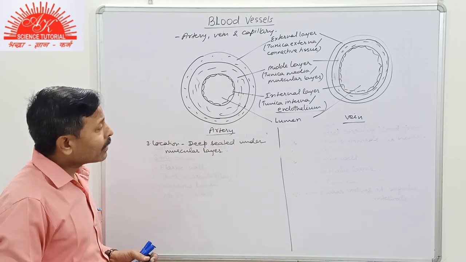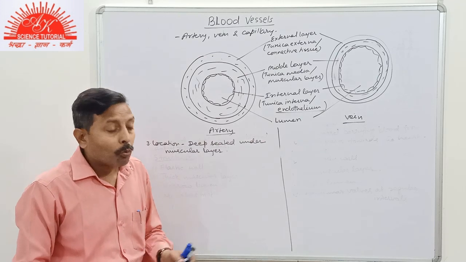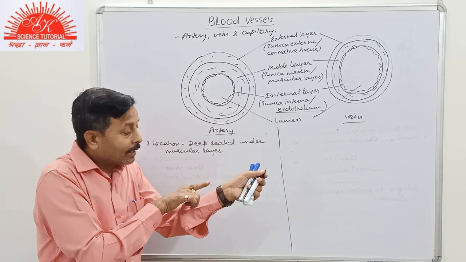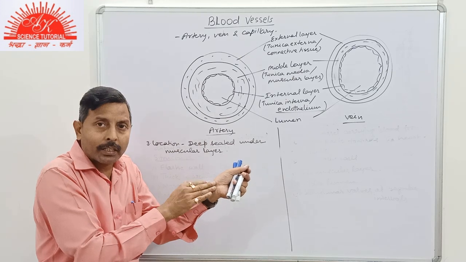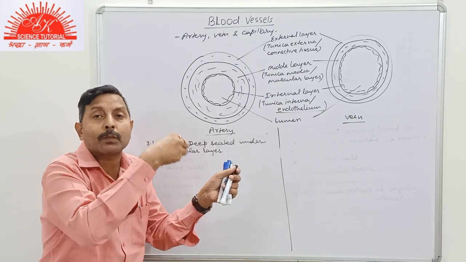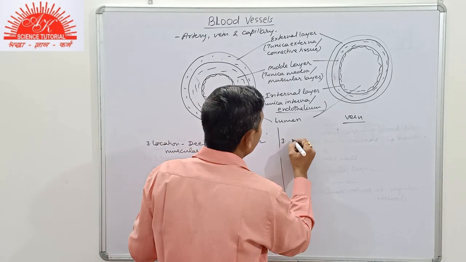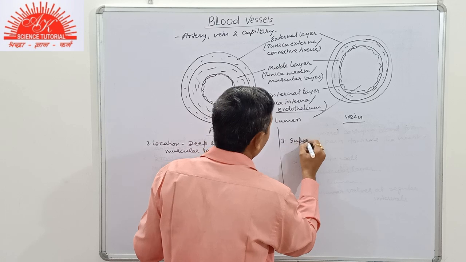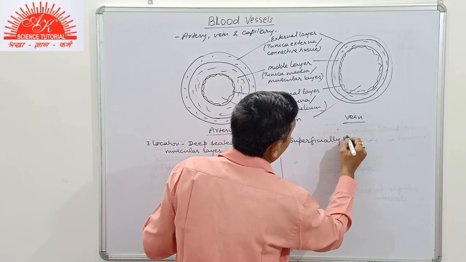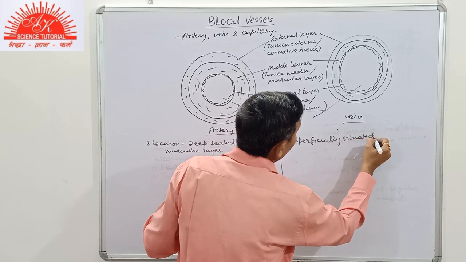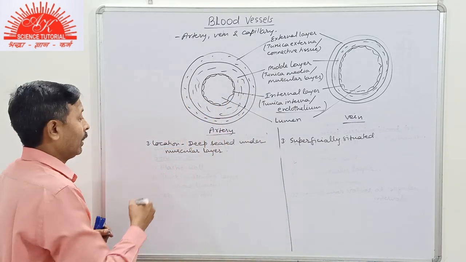Now there are some places where the arteries will be slightly superficially situated, one of which is the radial artery, that is the artery near the wrist part. They will be slightly superficial, and by pressing over it we can feel the jerk, that is the radial artery. Here it is superficially situated. The blood vessel which we observe on the surface of the body is the vein.